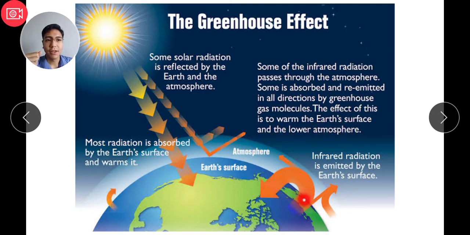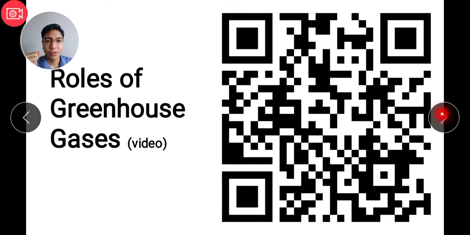Ayan. So, infrared radiation is emitted by the Earth's surface. The effect of this is to warm the Earth's surface and the lower atmosphere. So you may scan this, okay, to learn more about the roles of greenhouse gases.